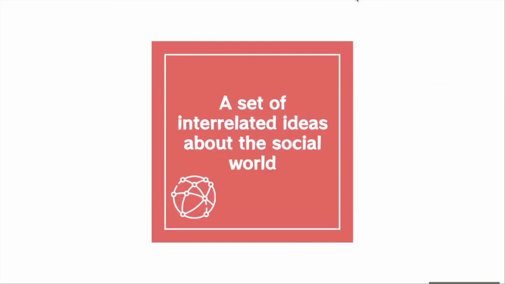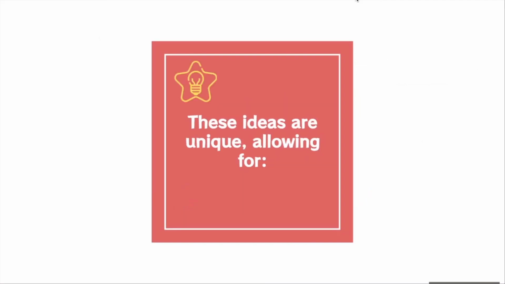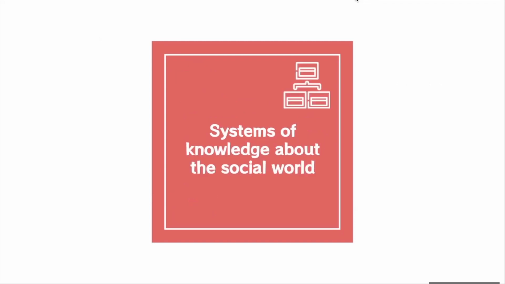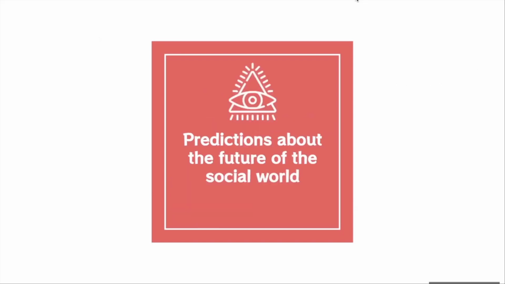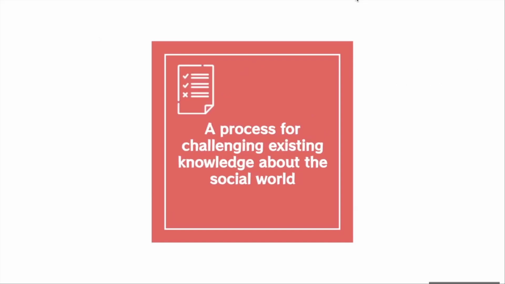So to summarize, sociological theory is a set of interrelated ideas about the social world, and these ideas are unique, allowing for the creation of systems of knowledge about the social world, the explanation of the social world, predictions about the future of the social world, and which are falsifiable through empirical research, meaning they allow for a process of challenging existing knowledge about the social world.